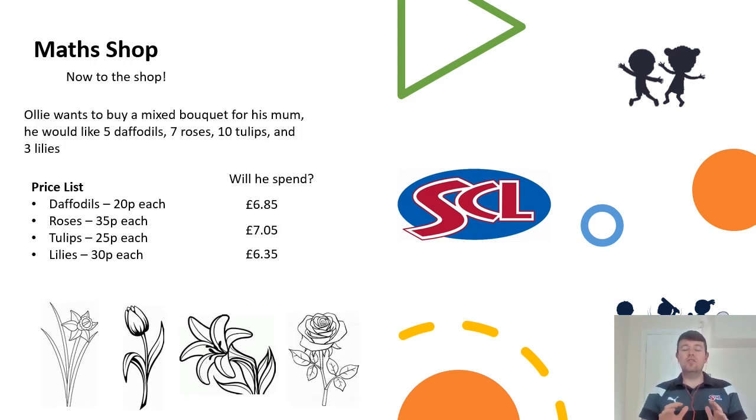This is such a tough question. This is just for you super duper clever clogs out there. But give it a go, okay? These lessons are just about giving the questions a go. If you don't get the answer, don't worry about it. So Ollie wants to buy a mixed bouquet for his mum. He would like to buy 5 daffodils, 7 roses, 10 tulips, and 3 lilies. And I want you to be able to tell me which amount is he going to spend.